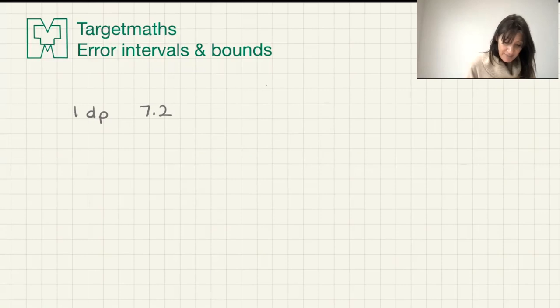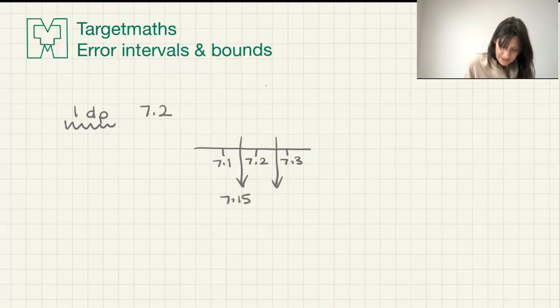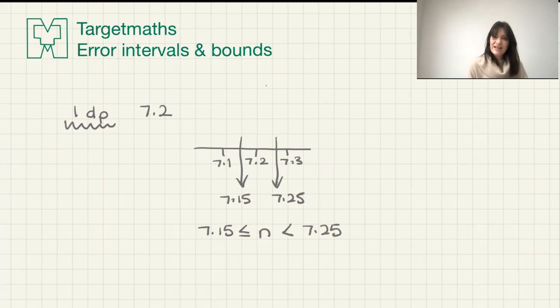Okay, so this time I'm having a 1 decimal place number line. That's what tells me the number line. So 7.2 is in the question, 7.3 comes next, 7.1 comes before. Now my halfway markers are 7.15, 7.25. So those are the end points for my error interval. Now I've literally just got to write it up. 7.15 can equal that one, and it cannot equal the higher version. There it is. That is my error interval.